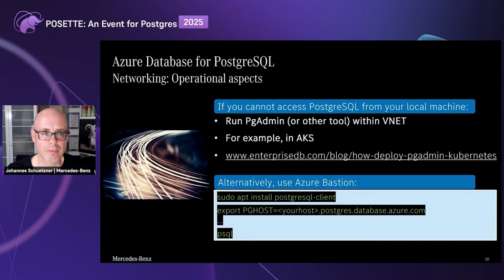Okay, so now if you have set up all of this, there are some operational aspects. If you used to connect to your Postgres server using public access and you have disabled this, then you can no longer access your Postgres server from your local machine, which may be useful for troubleshooting purposes or similar tasks. But there are alternatives. You can use pgAdmin or some other tool within the VNet. There's some documentation on how you can set this up.